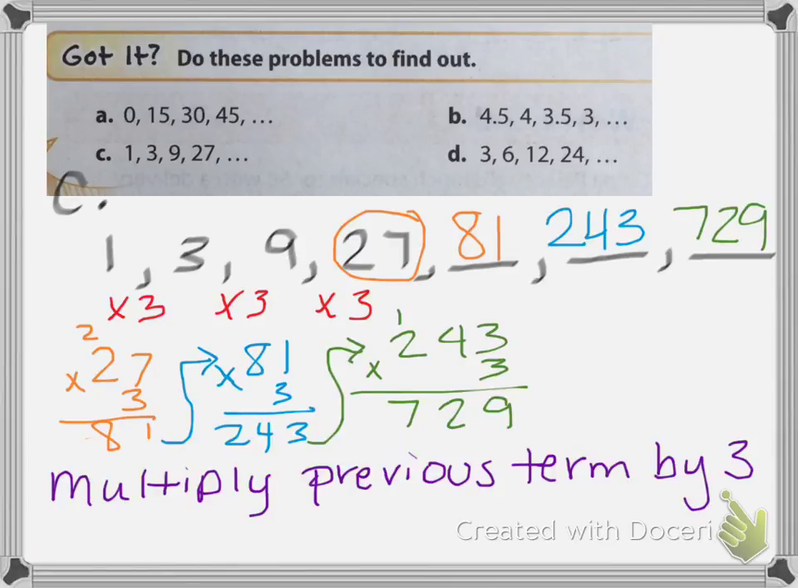All right, and as you can see, I've done C here. We finished up. We did 81 times 3, which gave us 243. And then you can see that arrow comes all the way back up to the 243, and we multiply that by 3 to get 729. The rule I've written in purple is to multiply the previous term by 3.